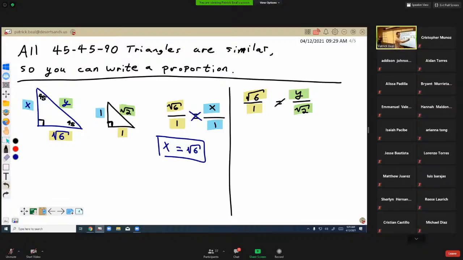What's 1 times y? Y, okay. And then what is the square root of 6 times the square root of 2? It is also a square root of something. What do you guys think? Square root of 6 times the square root of 2. This one's a mental math. Your calculator won't tell you this one, actually.